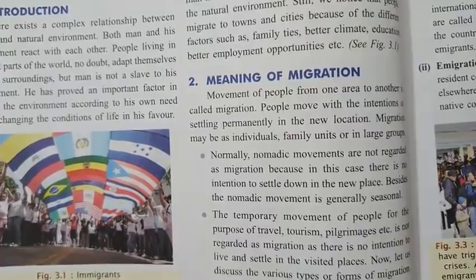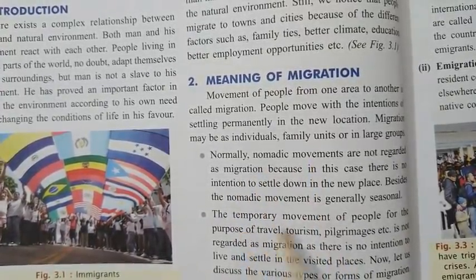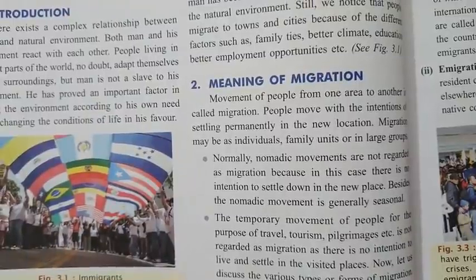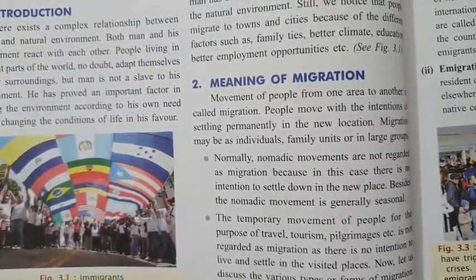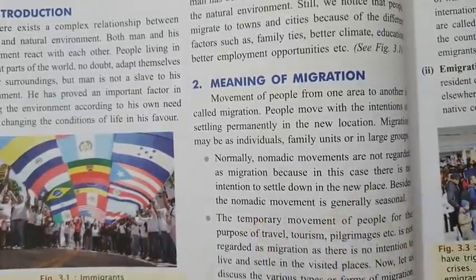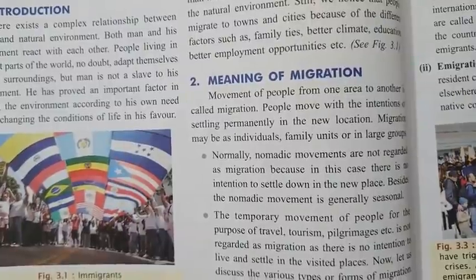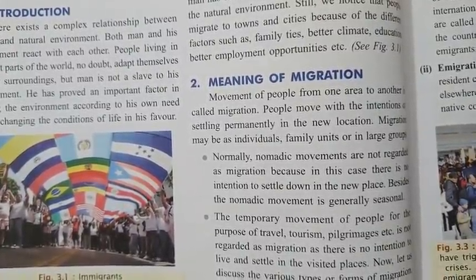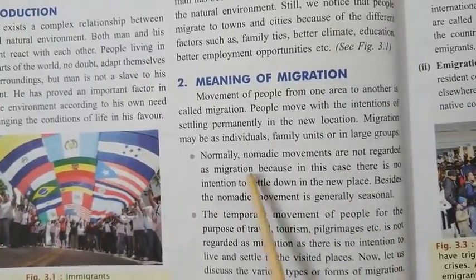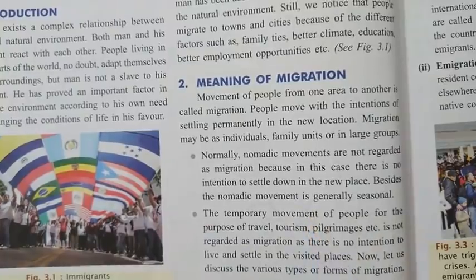This is not a pure form of migration. Neither the nomadic movement nor the temporary movement can be called pure migration. They can be called a movement of the people from one place to another, but they are not kept in the category of migration. Well, so we have seen the meaning of migration, and we have also seen two movements. One is the nomadic movement, and another is the temporary movement of people.